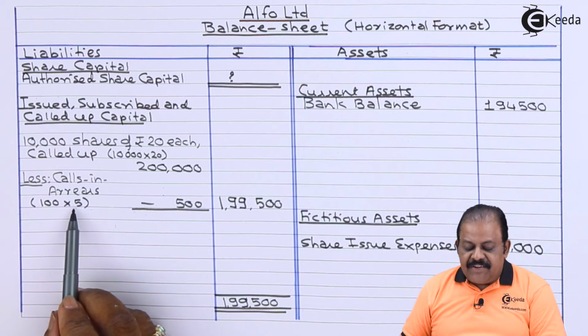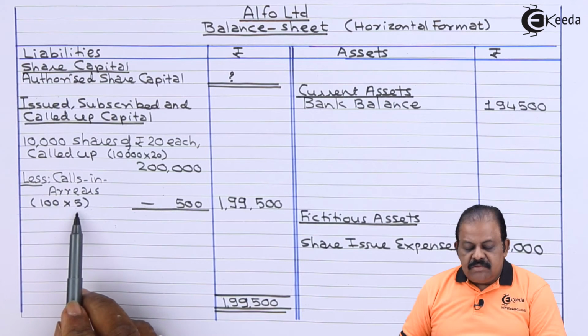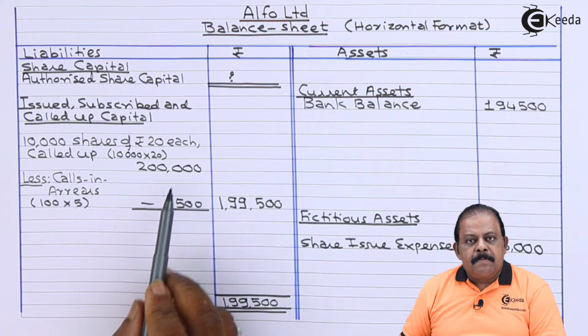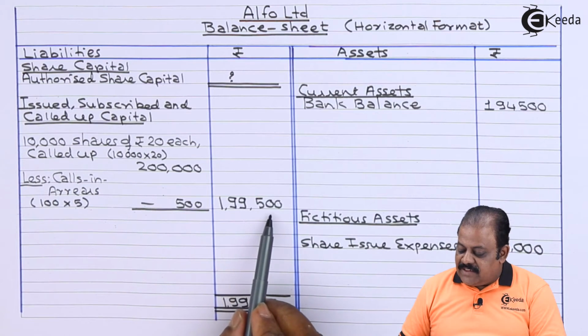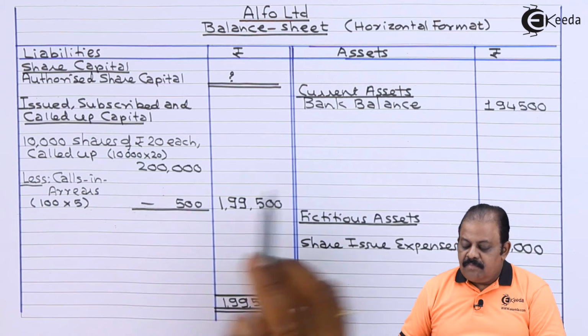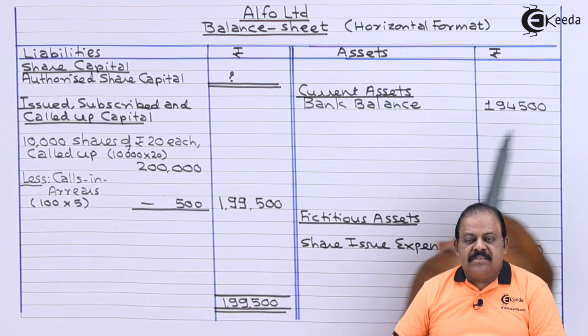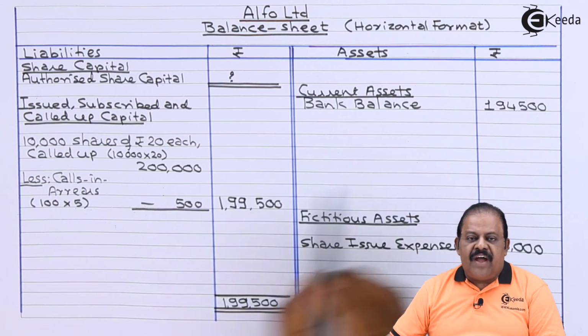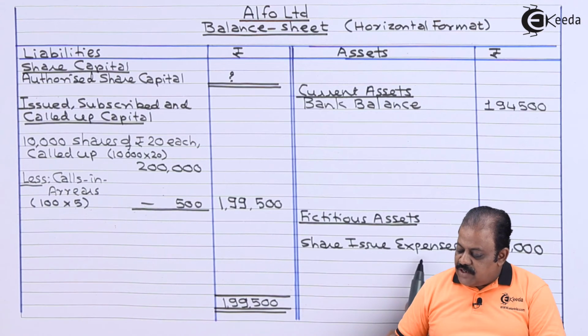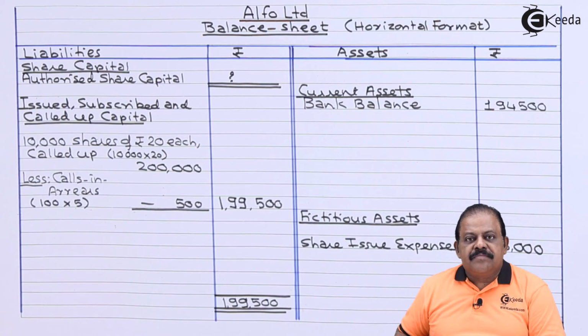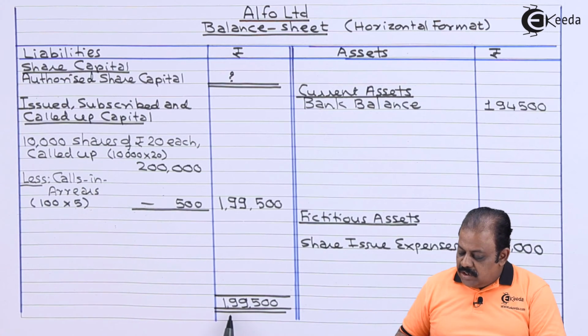Less calls in arrears. On 100 shares, total calls in arrears 5 rupees per share, 500. 2 lakh minus 500, paid up capital is 1,99,500. On asset side, bank balance 1,94,500. Fictitious assets: we have share issue expenses 5,000. Balance sheet total 1,99,500, liabilities as well as assets.